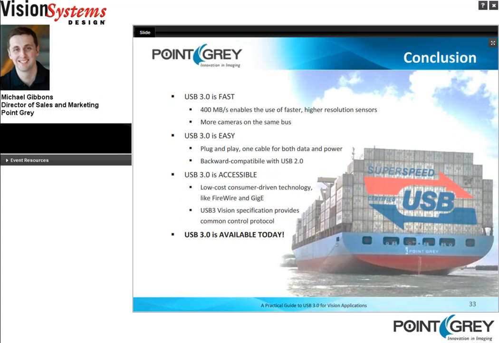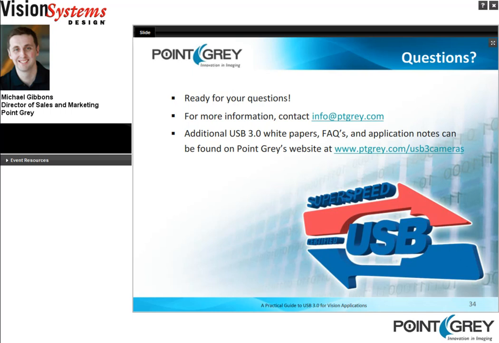To conclude, USB 3 is fast, 400 megabytes per second. You get more cameras on the bus. You can use faster, higher resolution sensors. USB 3 is easy. It's plug and play, one cable for data and power, backward compatible with USB 2. And it's accessible. It's basically everywhere. It's a ubiquitous technology. And best of all, USB 3 is available today, shipping in cameras, cables, and software. I think that brings us to the end of my presentation. I'm ready for your questions.